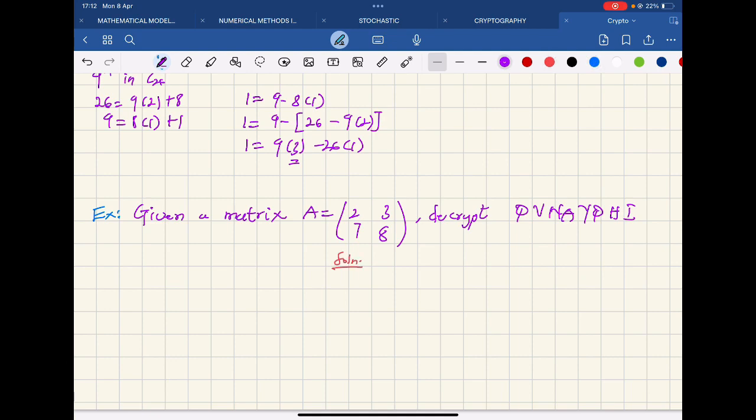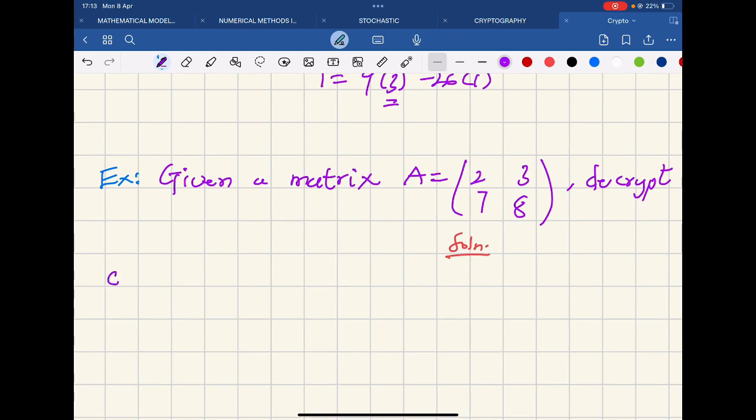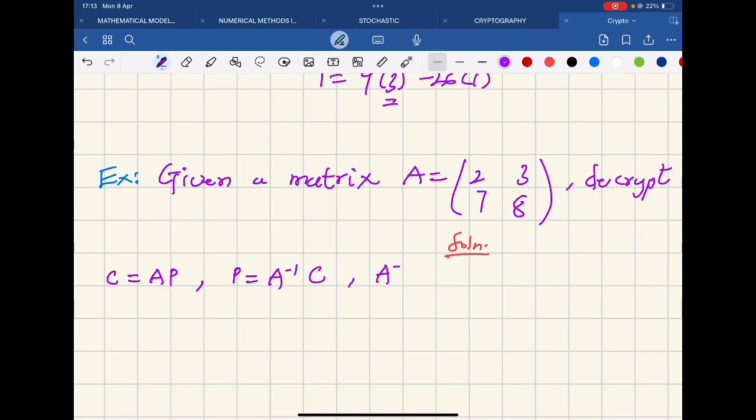So given this, there are some formulas that we have to take note of. The first formula is our cipher text will always be of the form matrix A times P, where P is our plain text. We also have our plain text, which is P, will always be equal to the inverse of A times our cipher text C. And if we want to find A inverse, it is the same as our plain text P times the inverse of our cipher text C.